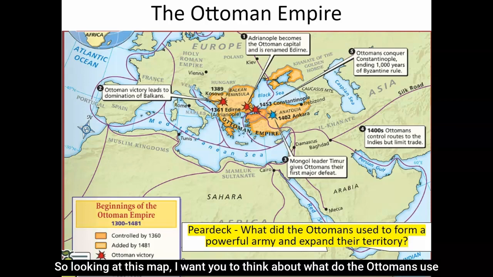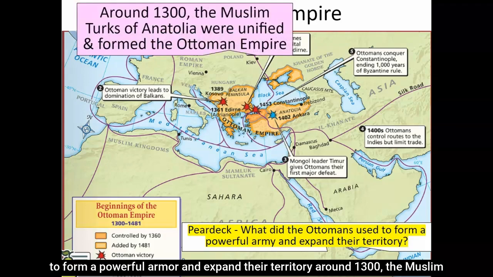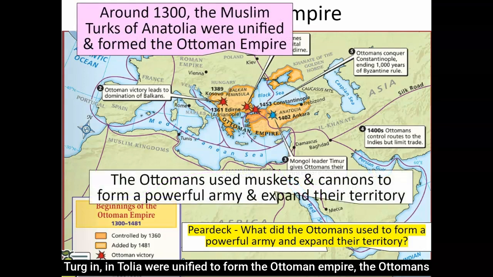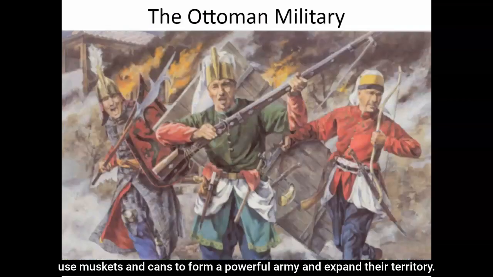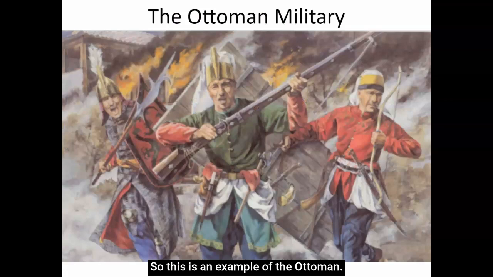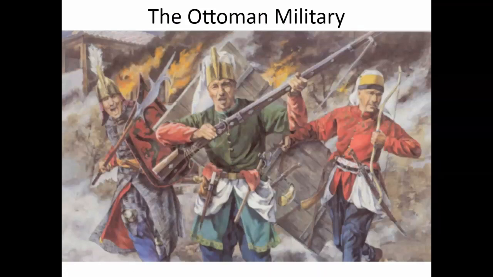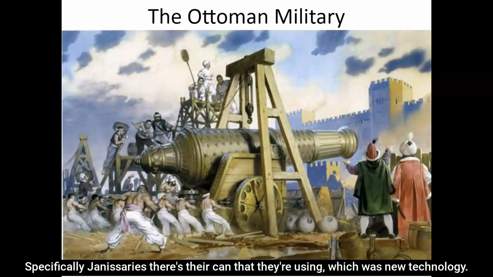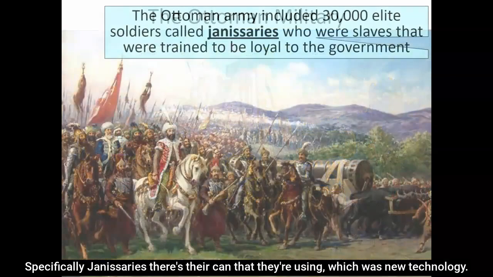So looking at this map, I want you to think about, what did the Ottomans use to form a powerful army and expand their territory? Around 1300, the Muslim Turks in Anatolia were unified to form the Ottoman Empire. The Ottomans used muskets and cannons to form a powerful army and expand their territory. So this is an example of the Ottoman military, specifically Janissaries. There's their cannons that they're using, which was new technology.